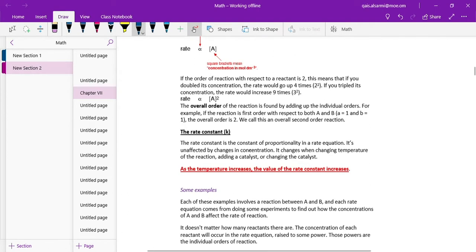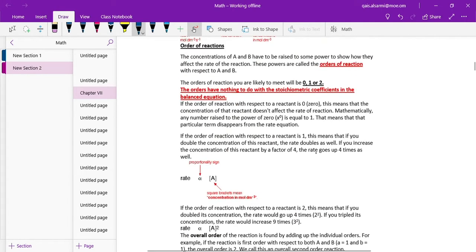So the rate constant, as we already said, is a constant. It's the constant of proportionality in a rate equation. It's unaffected by changes in concentration. It changes when changing the temperature of the reaction, adding a catalyst, or changing the catalyst. As the temperature increases, and that's very important, the value of the rate constant increases. It increases exponentially, and it will be explained later on.